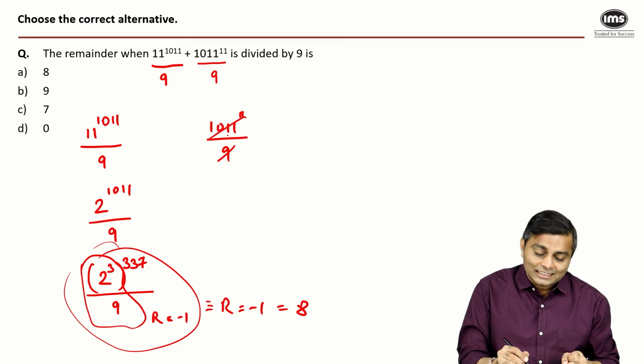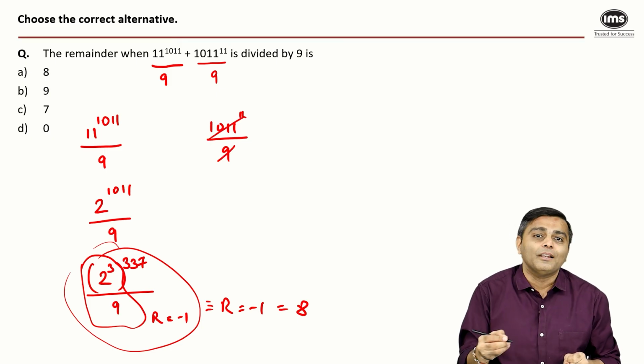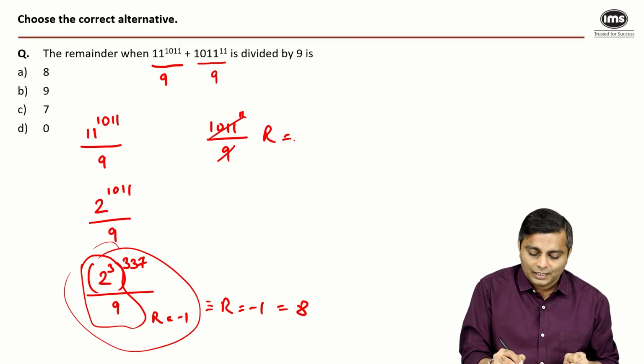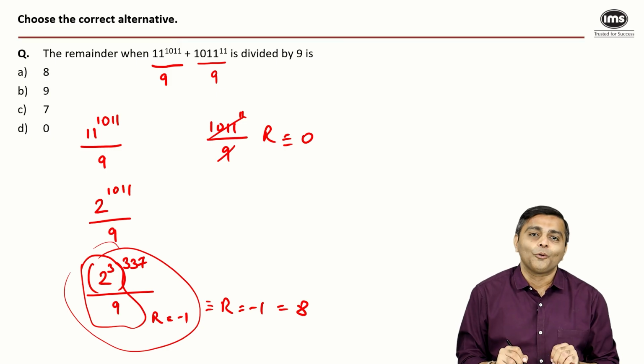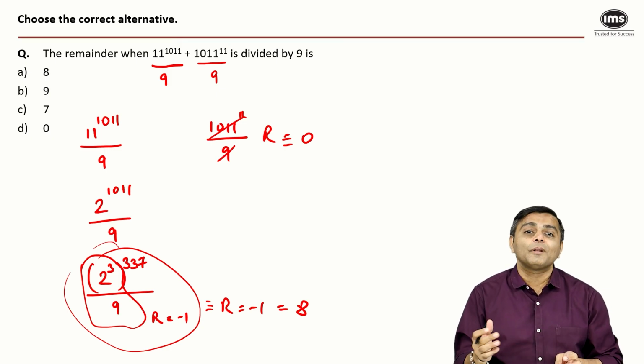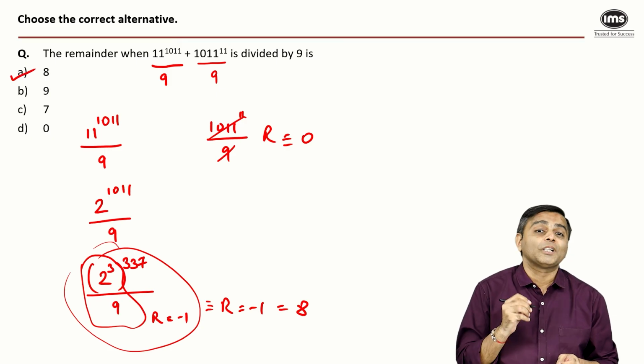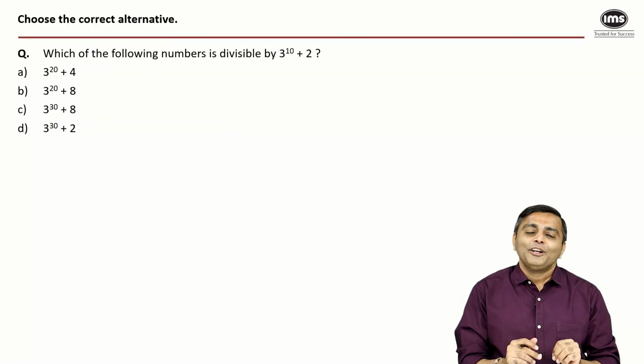Which means this is exactly going to be divisible, so here the remainder is going to be 0. You don't have to do anything. So basically our final answer is 8 plus 0. We are going to say option A, 8. Moving on to the next question.